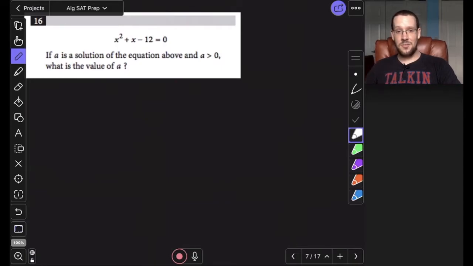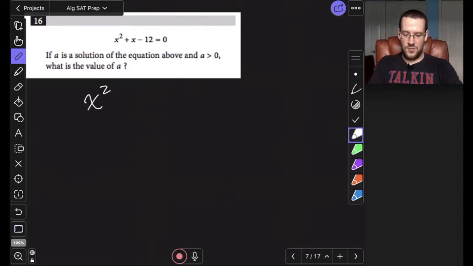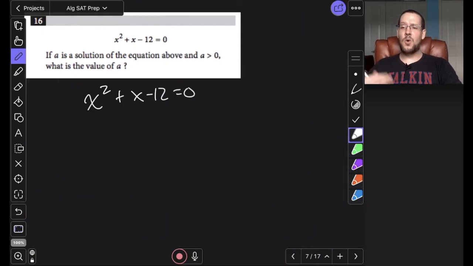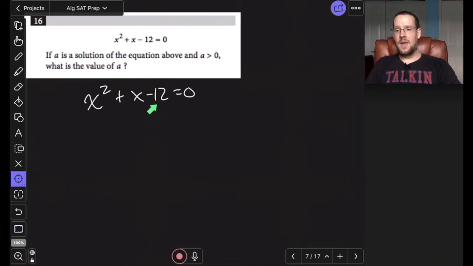But this one I think is actually a pretty easy question. So we have x squared plus x minus 12 is equal to 0. Anytime you have a quadratic, you just want to look at the integer value here, whatever constant this is, and think to yourself, factors of this that add up to that. Factors of negative 12 that add up to positive 1.